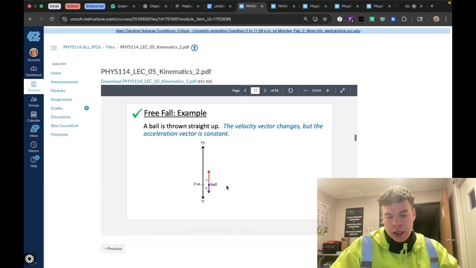Yeah, so you see here, you throw an object up, its velocity is positive, it slowly becomes less positive, and then eventually it hits its peak because the acceleration is constantly negative, and then it begins to fall downward.